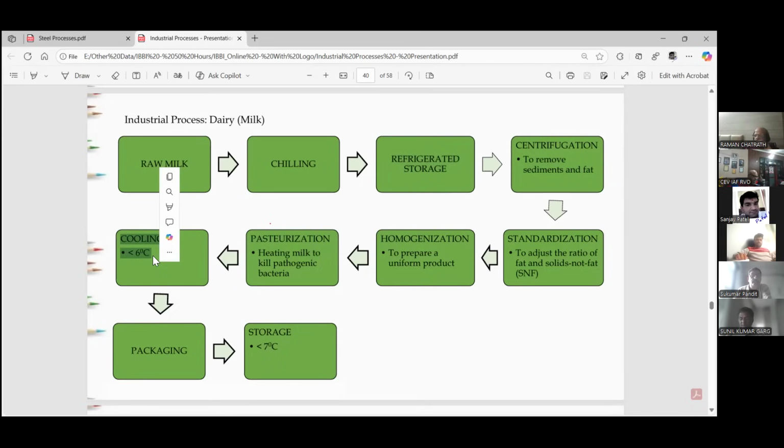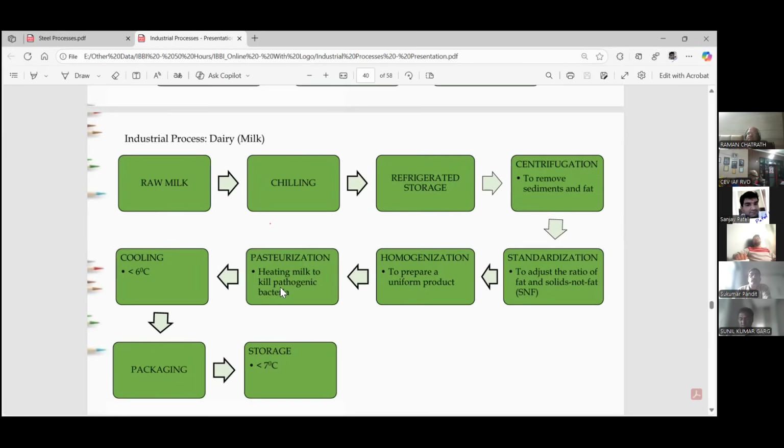So in milk industries, the first process, the prime process, is centrifugation, the separation of the milk. The second process is standardization, so that the required milk is produced. Then the homogenization process, where fat and milk are homogenized with each other. Then the pasteurization process, which is a cleaning process of the milk where we kill the microorganisms. Then it is stored, and from storage it is packed as per the requirement.